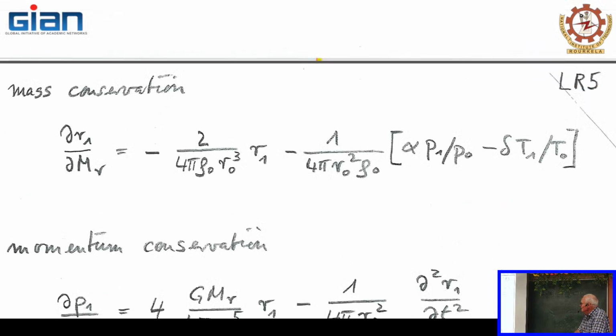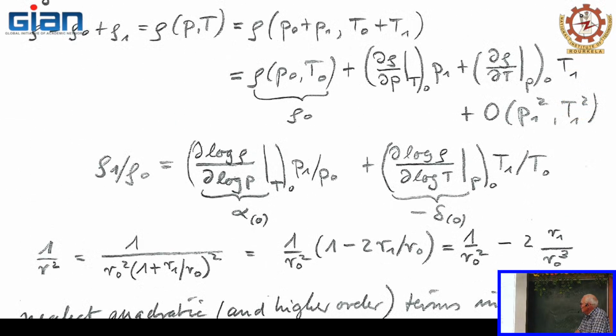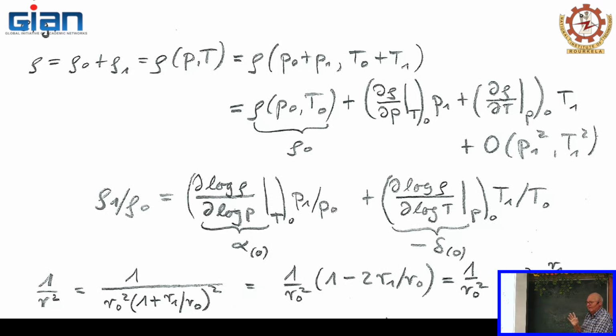So epsilon, and later on also the opacity, epsilon and the opacity. Epsilon is a function of pressure and temperature, and the opacity is also a function of pressure and temperature. So what we get here, we simply have to replace the derivative of the density with respect to pressure and temperature by the derivative of either the energy generation rate or the opacity with respect to pressure and temperature.